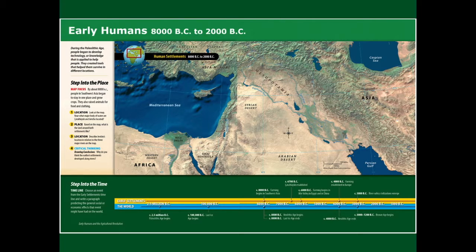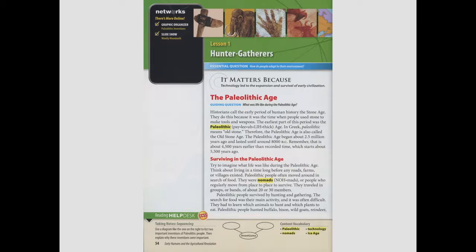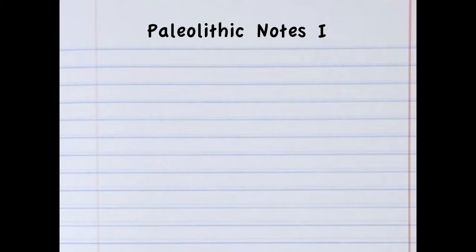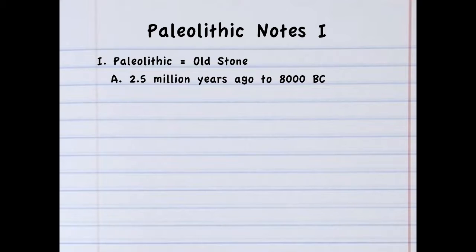So we started in our history textbook today. We started actually looking in our class book from McGraw-Hill. And we started here on page 54, the Paleolithic age. And we did a reading. And as we read it, we filled out our notes kind of outline style as we went. So Paleolithic means old stone. It was about 2.5 million years ago to about 8,000 BC, pretty recent.